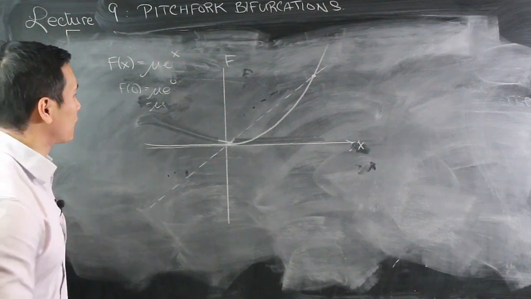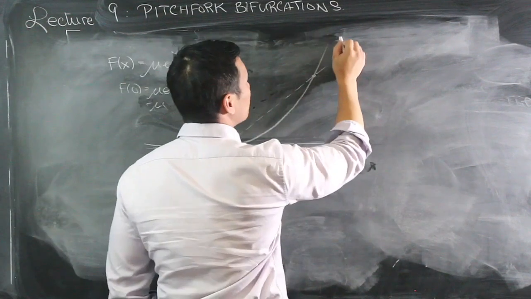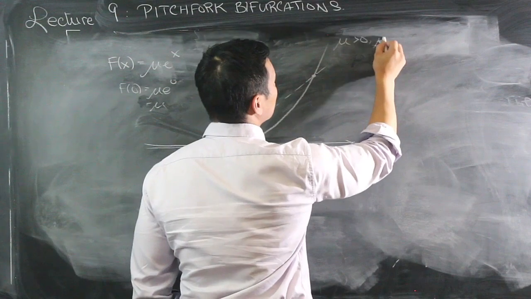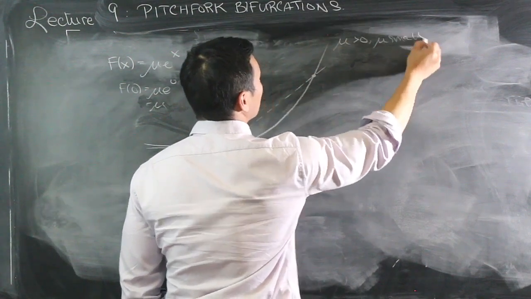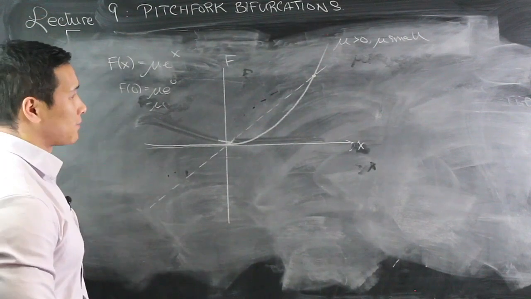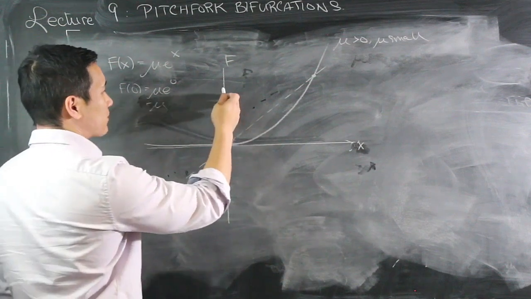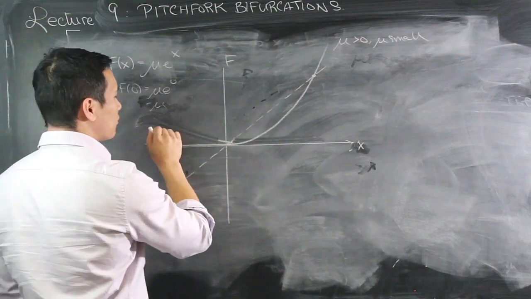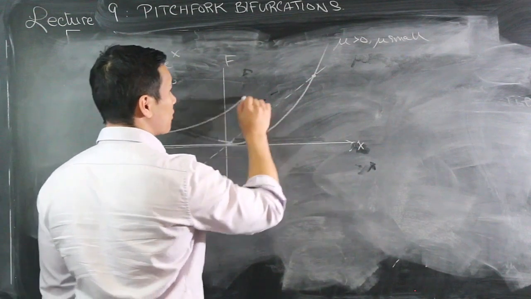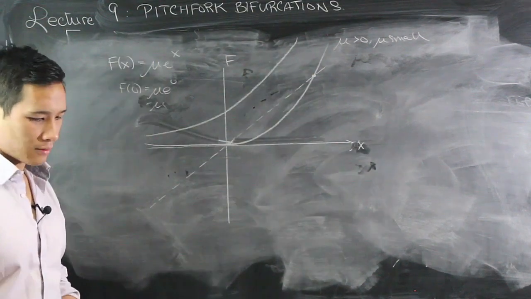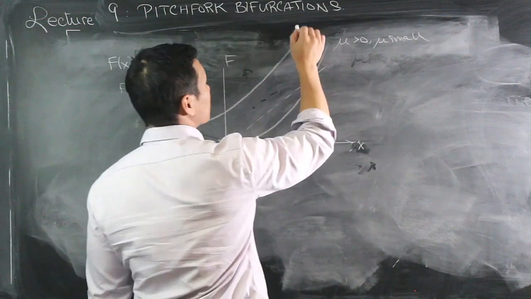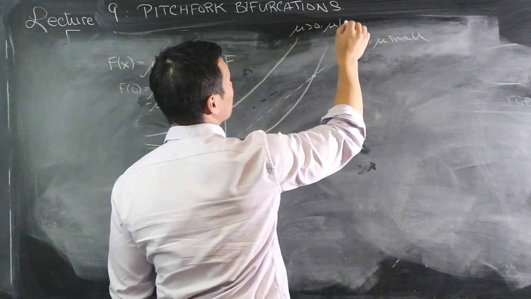Okay. Now, this here is our mu greater than 0 and mu small. Now eventually mu gets to be very large. It moves up this y-intercept, but if mu is very large up here, okay, this is the mu large case, mu greater than 0, mu large.